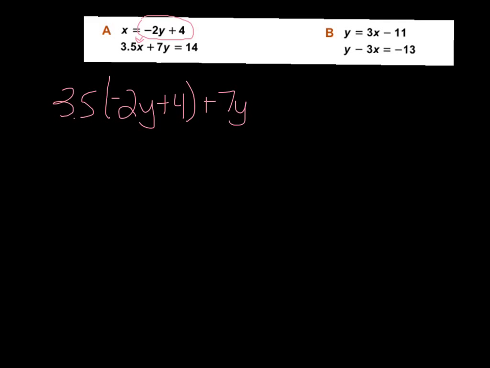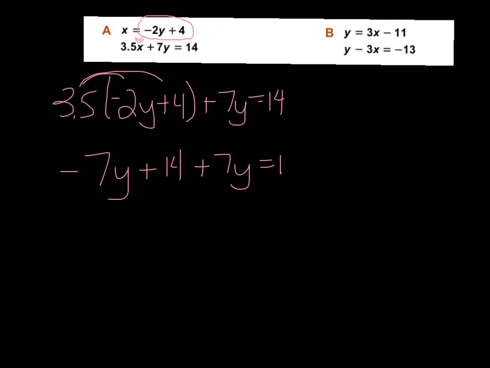All right, I got my first one here. Again, my first step is going to do my substitution. So I'm going to take negative 2y plus 4 and substitute it in for this x. So I'm going to get 3.5. Now instead of x, I'm going to do negative 2y plus 4 plus 7y equals 14. I'm going to distribute. 3.5 times negative 2 is negative 7y. 3.5 times 4 is 14 plus 7y equals 14.